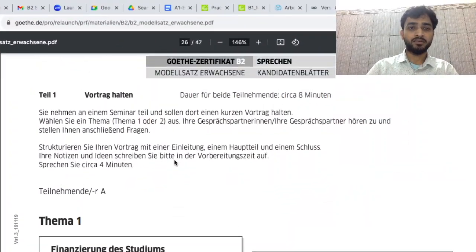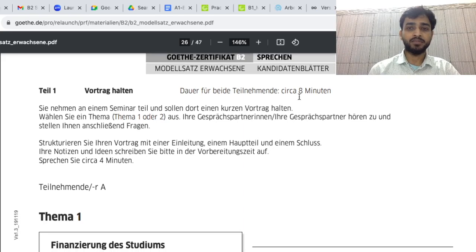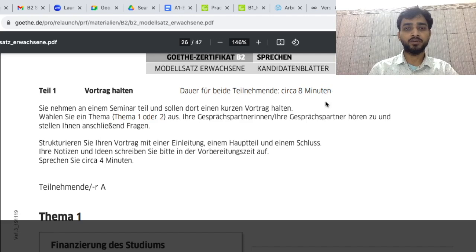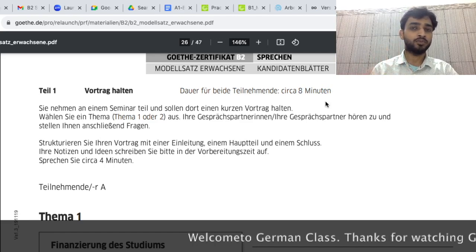So you can see here, this is Zertifikat Goethe, Teil 1, Vortrag halten. So you have to speak about the given topic. Okay, 8 minutes time you will be given, 4 minutes for the preparation and 4 minutes you have to speak. Okay, total 8 minutes, 4 minutes you have to speak and 4 minutes you have to prepare.